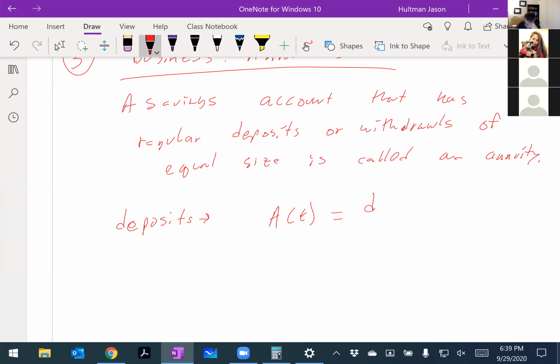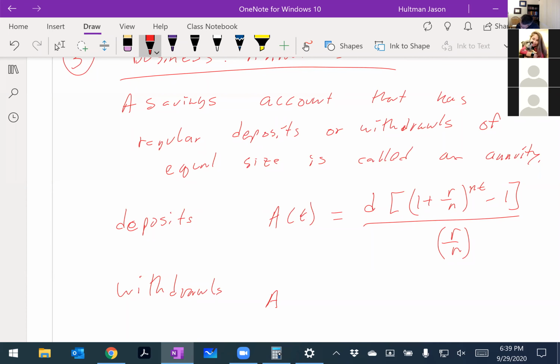I'm going to use D for deposits. The deposit amount times (1 plus R over N) to the NT, minus 1, all over R over N. Okay, so this is for deposits. For withdrawals, it's a little different.